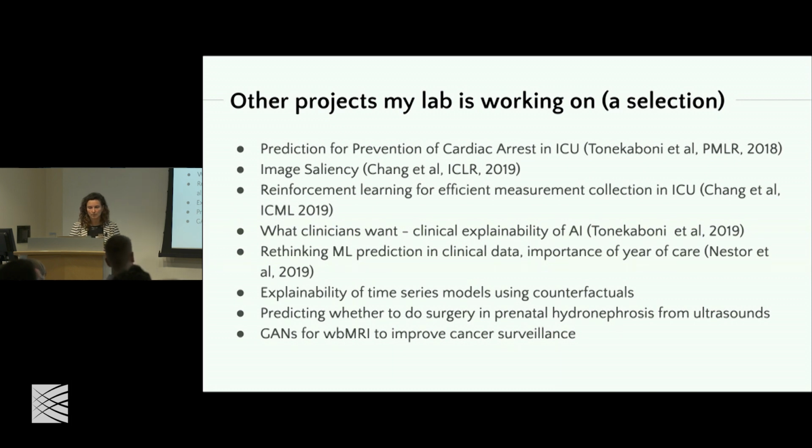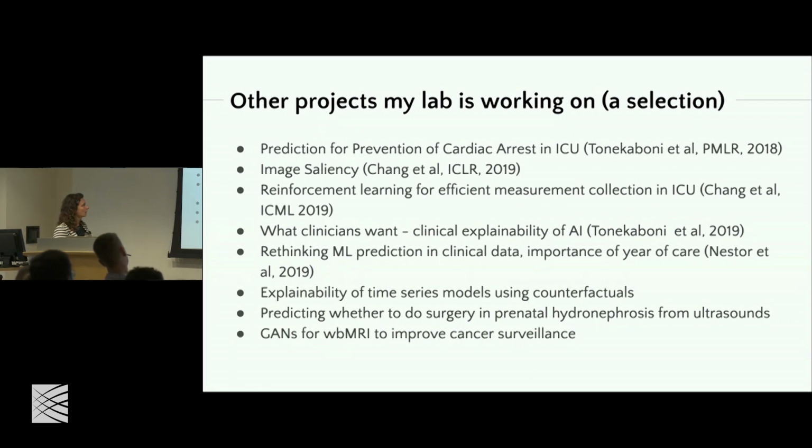Just to give you a sense of some of the other projects that we have, we are working on predicting of cardiac arrest. We got a grant to implement it in a hospital, which I'm super excited about because there's so much more to machine learning and development. We published on image saliency, so a new counterfactual approach to imputing on images, and we have a reinforcement learning paper for figuring out which measurements to collect when in critical care. We are working a lot on explainability, so I believe right now is the deadline, so at 11 o'clock, submitted the last version. It's on explainability in time series using counterfactual models. I'm sure it will not be accepted, but I still think it's a good paper.